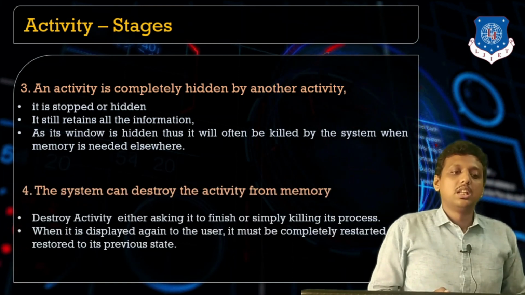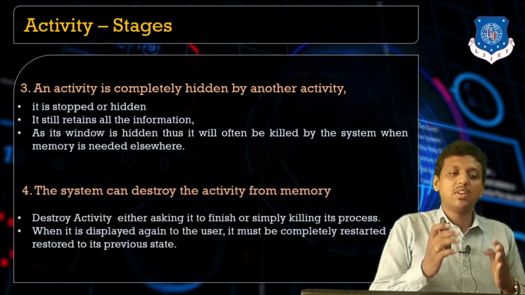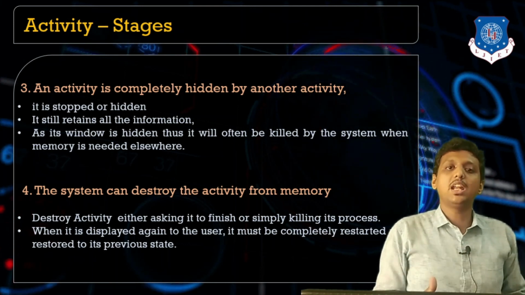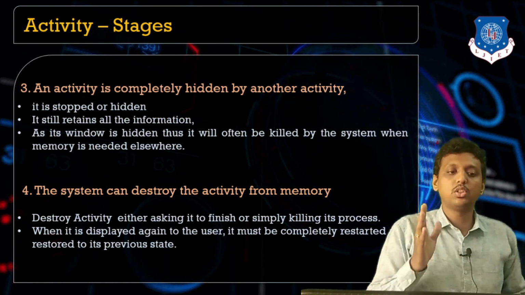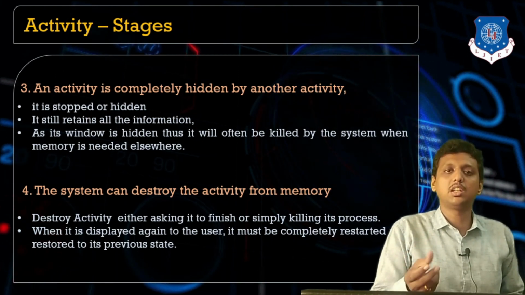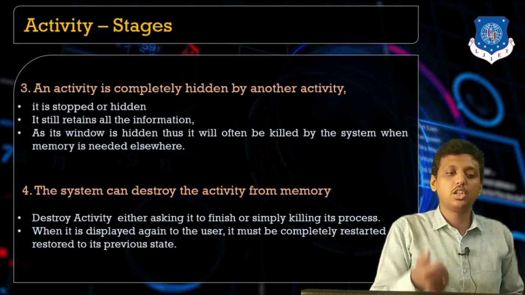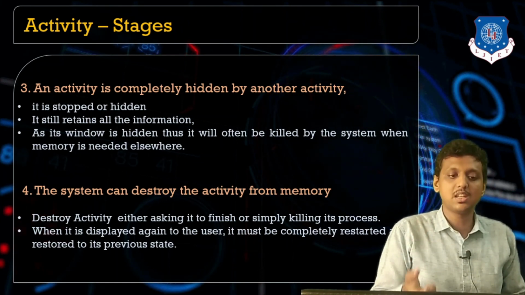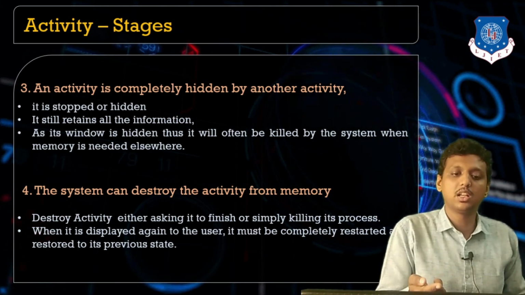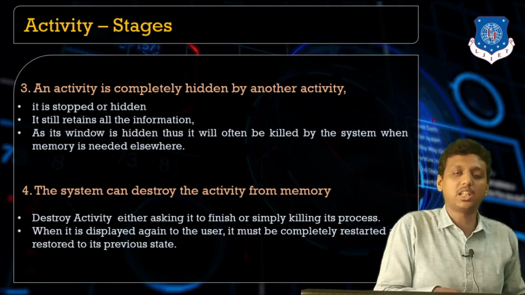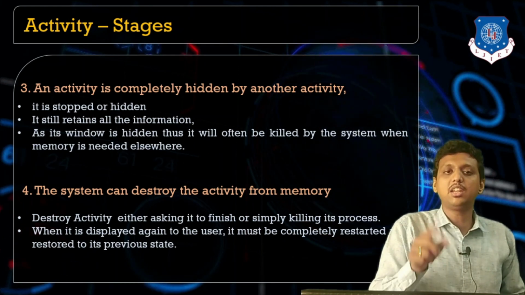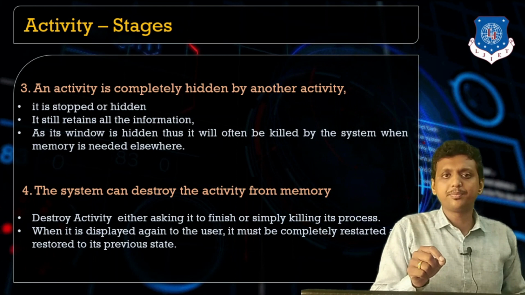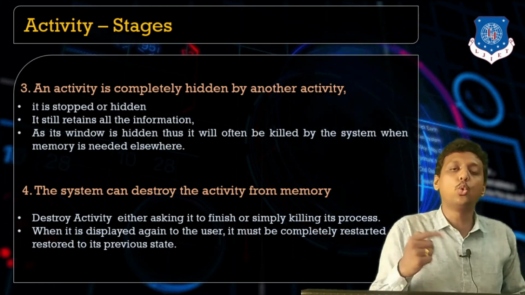Now the next one, and the very last stage, is when the system destroys the activity from memory. That means when the activity is killed. Okay, so that stage is the activity getting destroyed. The destroyed activity is either asked to finish or the process is simply killed. When it is displayed to the user again, it must be completely restarted. That means, for example, if I am running radio 98.3 right now, then the radio is currently going on.